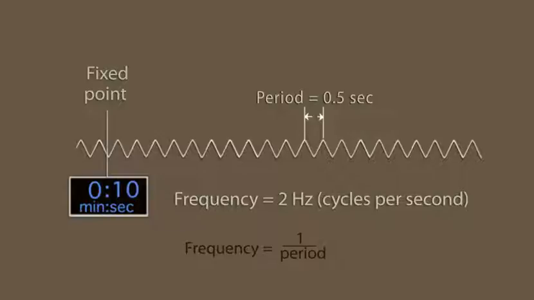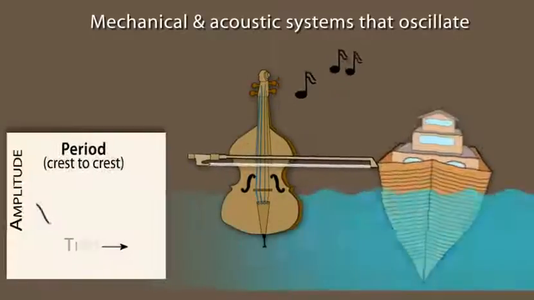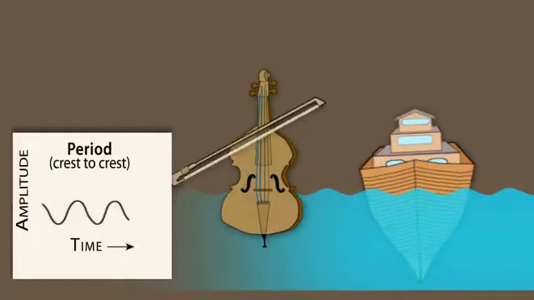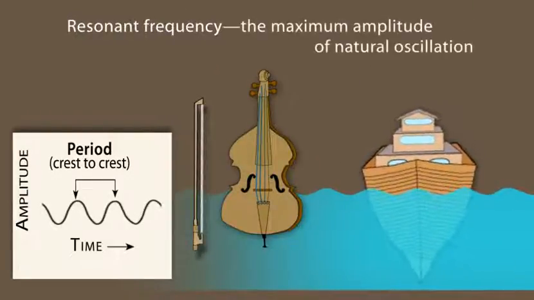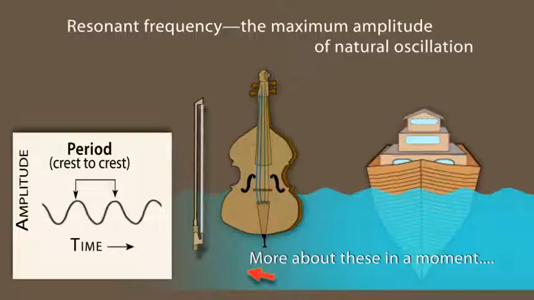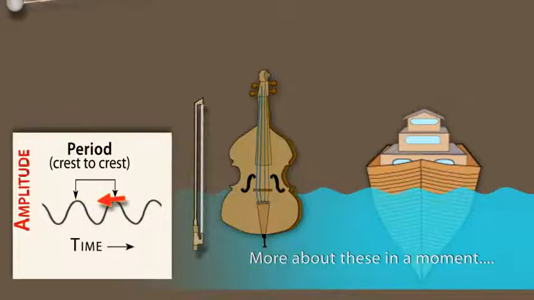Resonance is a tendency of a system to oscillate with greater amplitude at some frequencies than at others. The resonant frequency of any given system is the frequency at which the maximum amplitude oscillation occurs.